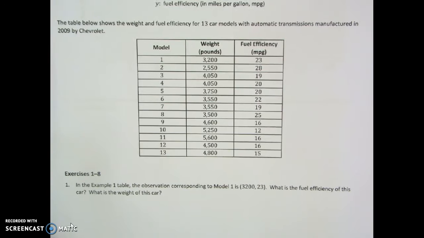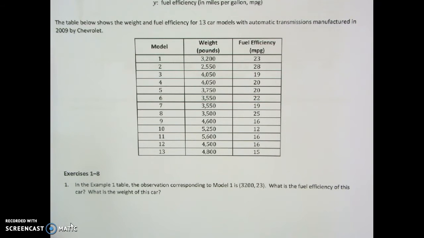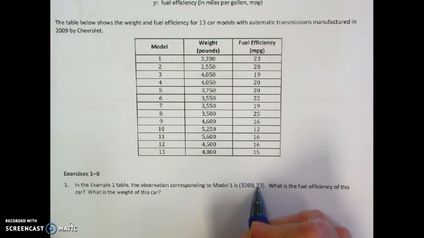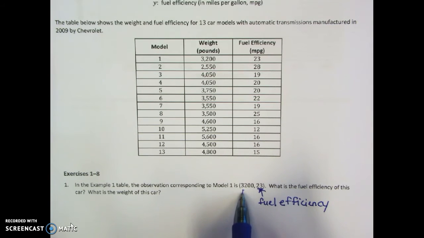Question number 1. In the example, the observation corresponding to model 1 of 3,200, 23 means what? So what's the fuel efficiency for this car? Well, the fuel efficiency is the second number, which is the 23. So 23 is the fuel efficiency. And then what will be the car's weight? The first number, the X, is the car's weight.